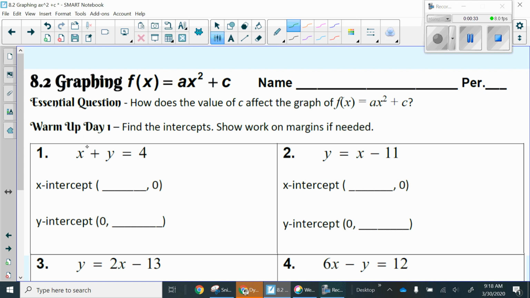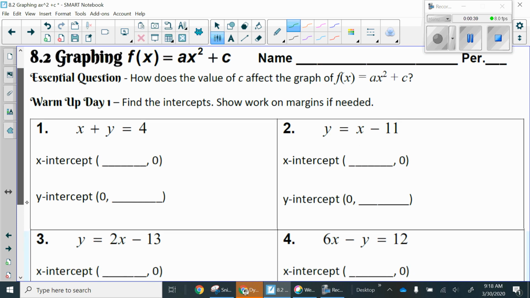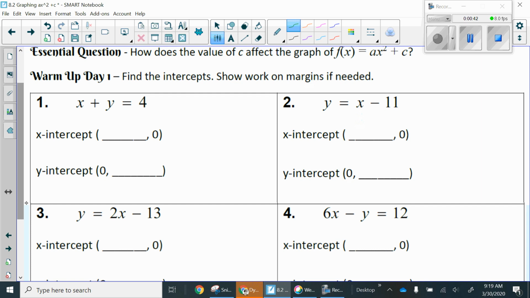So the warm-up for this day, one, is to find the intercepts. Show work in the margins if needed. Again, your notes are located in Canvas and you can also find them in OneNote. What I would do is plug in my zeros. We're going to substitute. So we're looking for the x-intercept here, which means y is 0. And I have x plus nothing is 4. That means that x has to be 4.